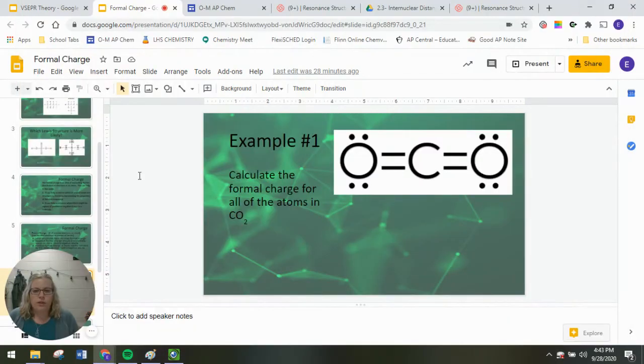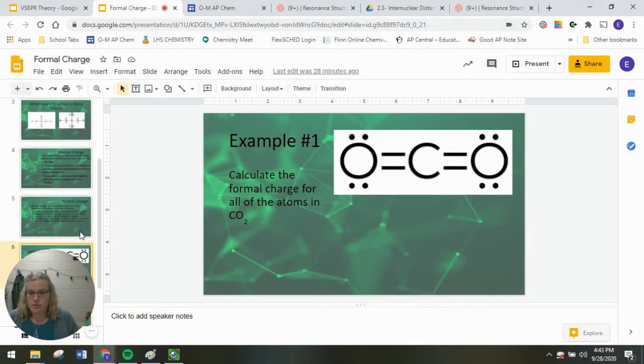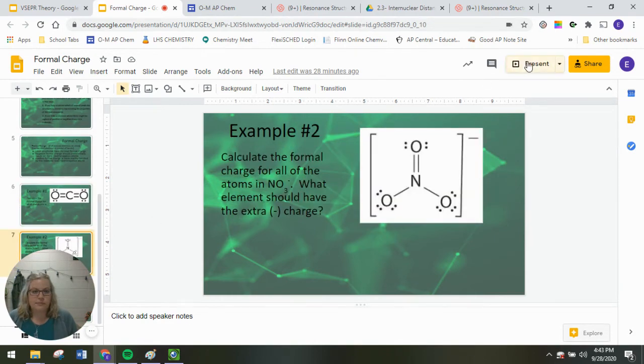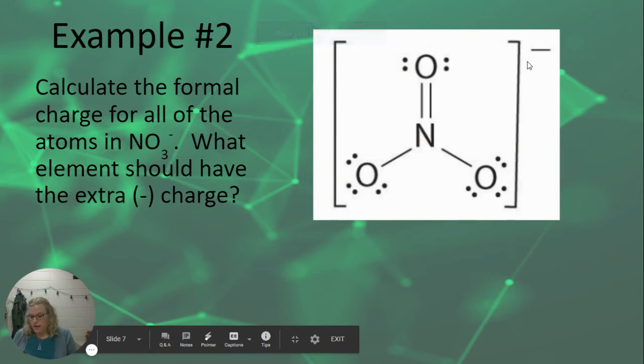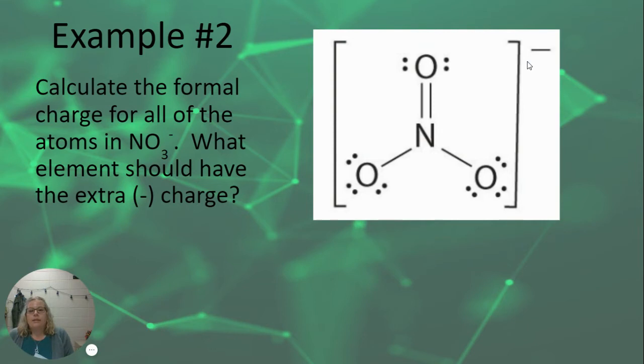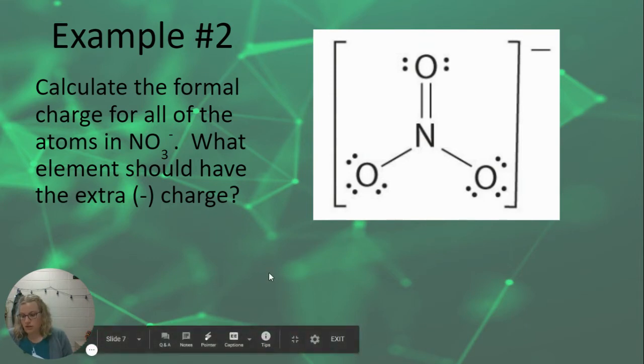All right, we are going to go to the next example. Okay, so I want you to try this one on your own before I go over it. So example number 2 says calculate the formal charge for all of the atoms in NO3. What element should have the extra negative charge on it? So what I want you to do is pause the video, take this Lewis structure, do the formal charge calculations for all of the atoms in there, and then we will see how things go.